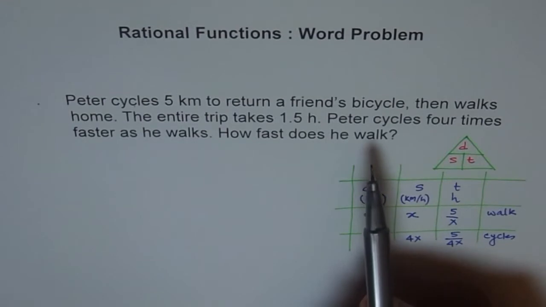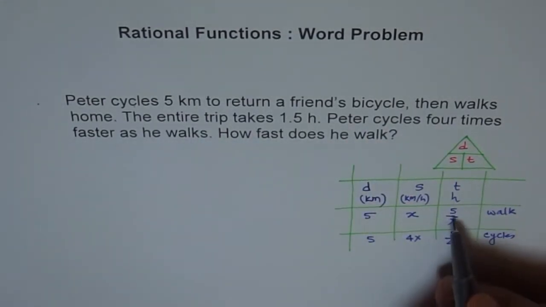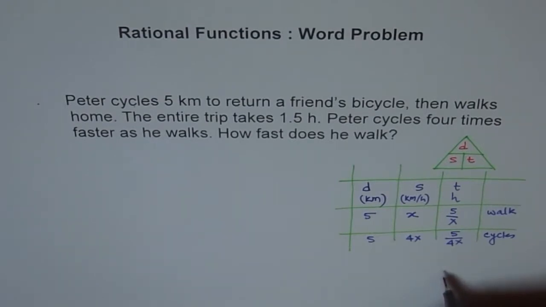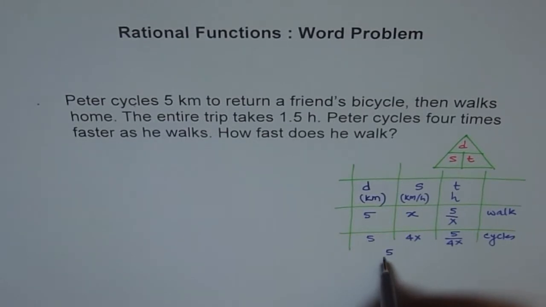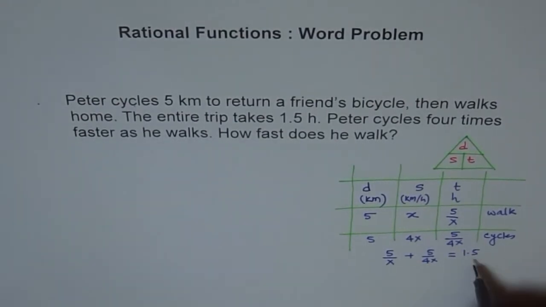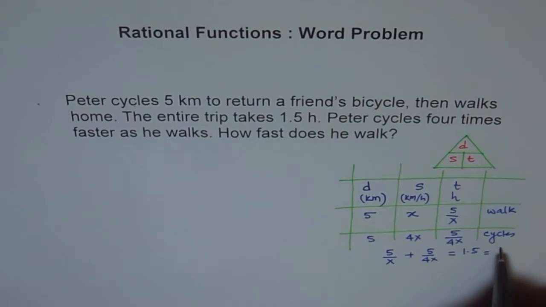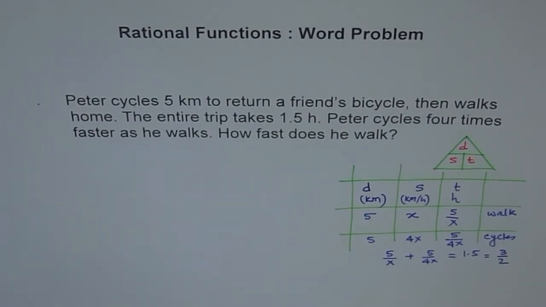Now it says the entire trip takes 1.5 hours. That means if you add this and this, you get 1.5. Well, that gives us our equation, and the equation is 5 over x plus 5 over 4x equals 1.5 hours. You could have written 1.5 as a fraction, which would be 3 over 2. Let's write it like that, 3 over 2. Perfect. So this is our equation which we need to solve.